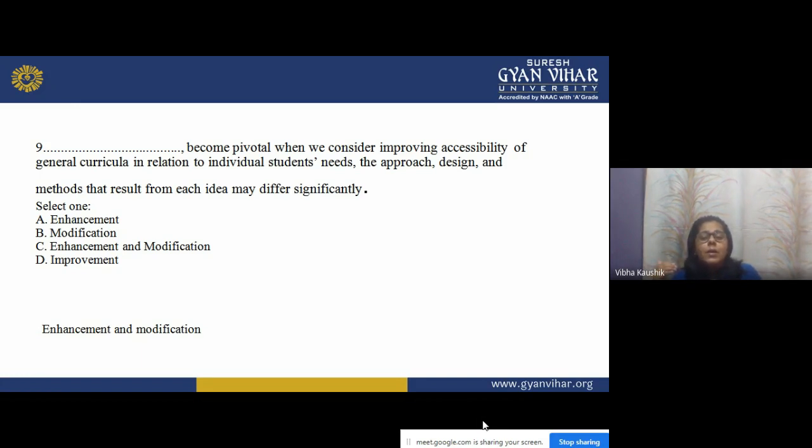That is enhancements and modification. These two both are equally pivotal when we consider improving accessibility of journal curriculum in relation to student needs, approach, design, and methods.